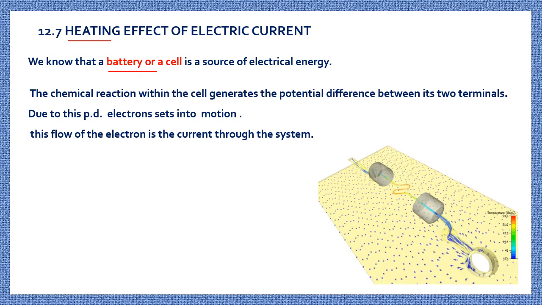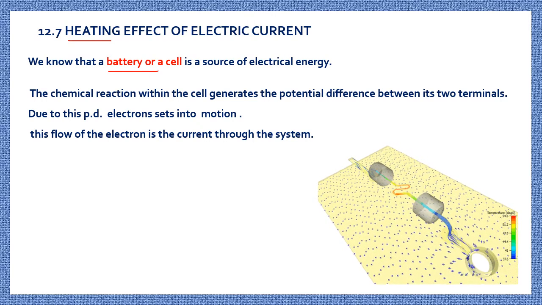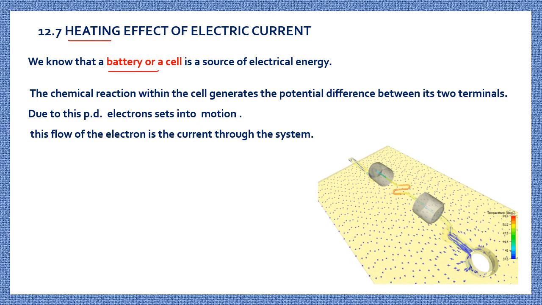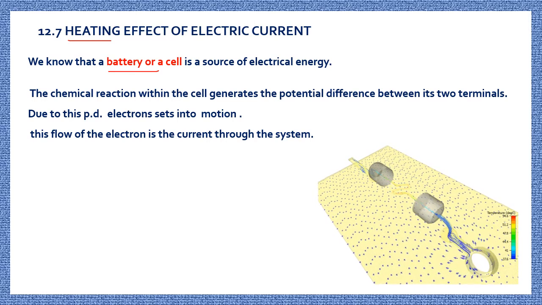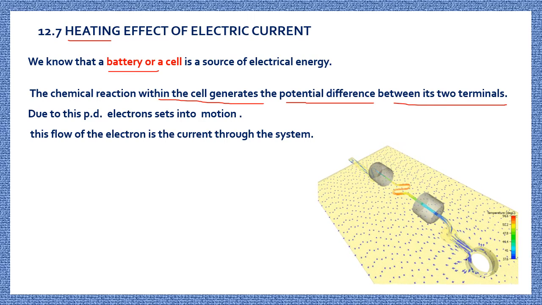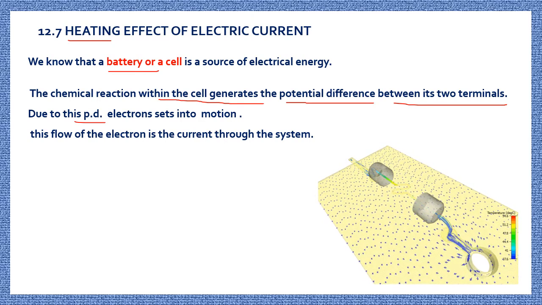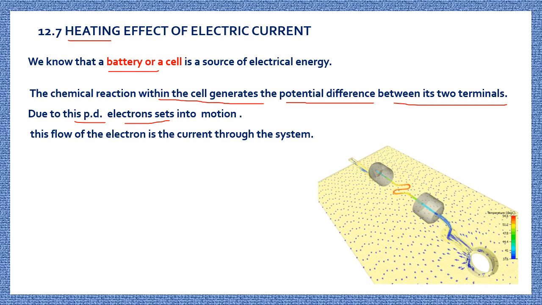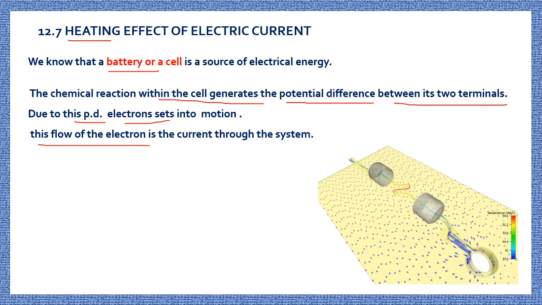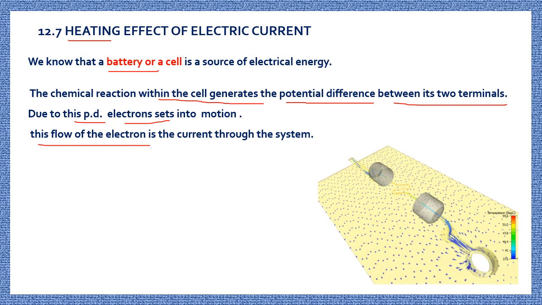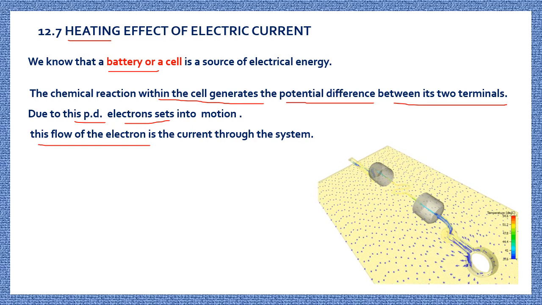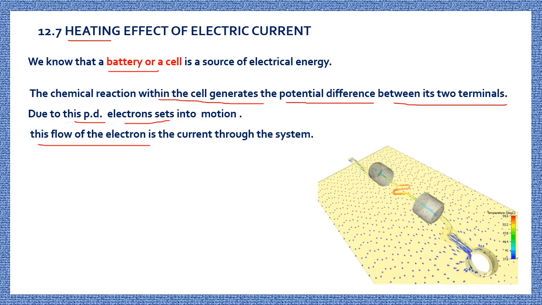We know the battery or a cell, that is the source of electric energy. But how electric energy is generated inside the battery or a cell, let me tell you. See, the chemical reactions inside the cell generate the potential difference between its two terminals, and due to this potential difference, electrons are set into motion. Okay, and this motion of the electrons in the same direction is known as current, means the current starts flowing through the system. Okay, so this way electricity is produced by a battery or a cell.